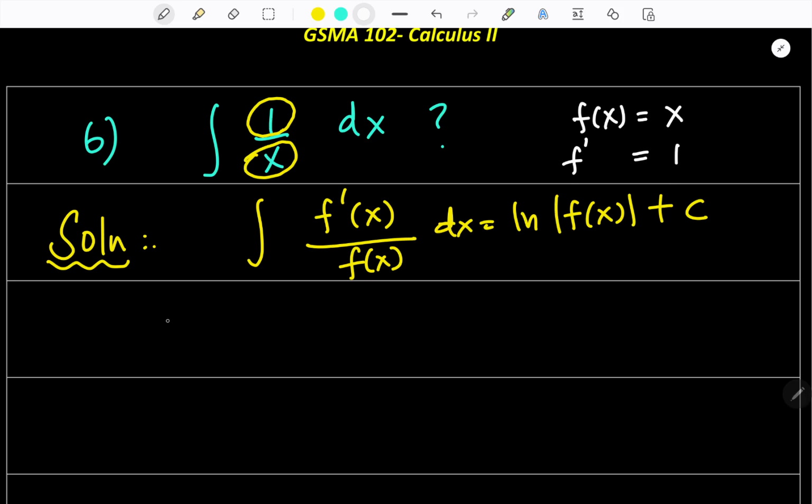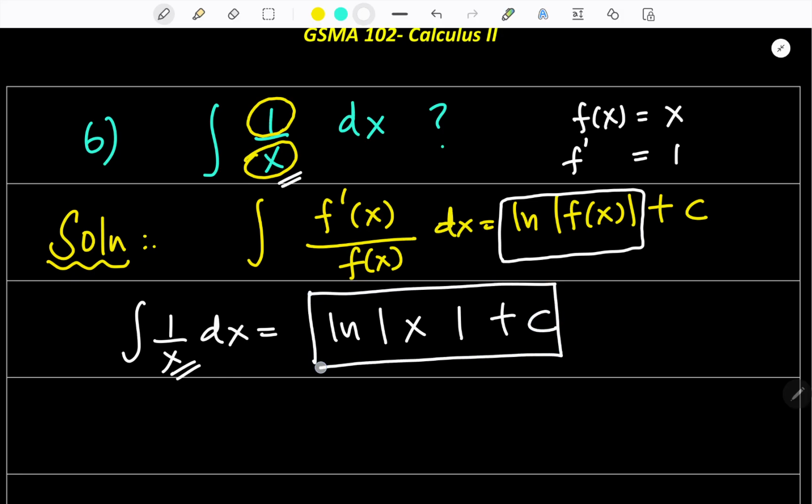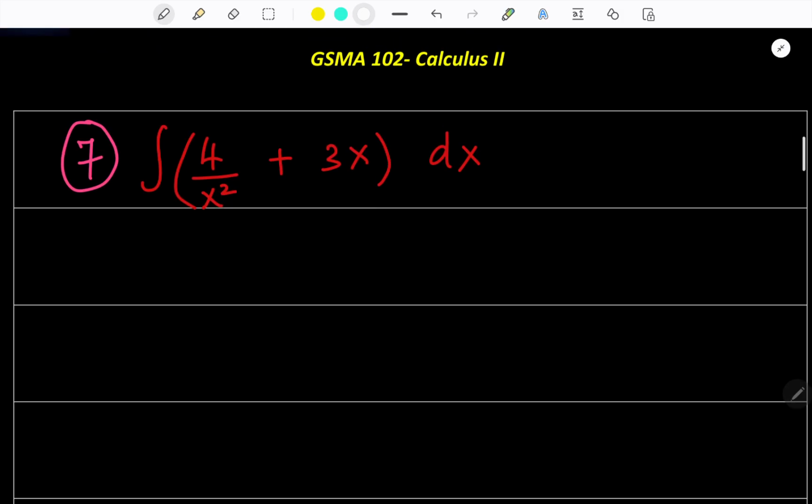If it is like this, what is the formula? ln absolute value of f of x. So what is your f of x? The integral of 1 by x dx is equal to ln absolute value of x, plus integrating constant c. Clear? Right. Let's go to the next question.